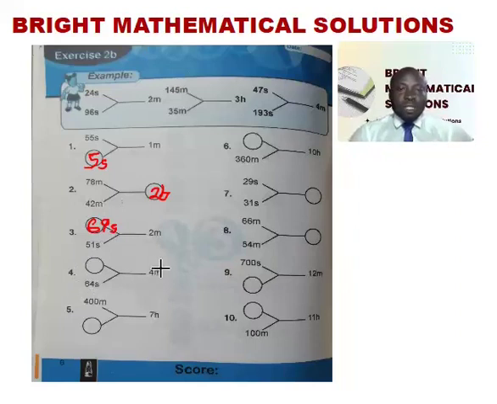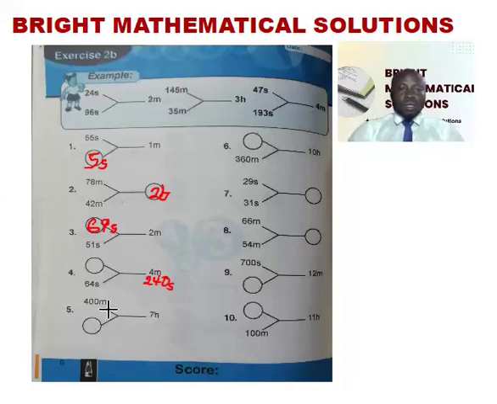So number 4, we have 4 minutes and we have 64 seconds. Let us convert this to seconds. 60 multiplied by 4 will give us 240 seconds. So 64 minus 240 seconds.